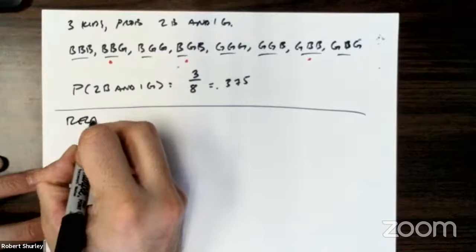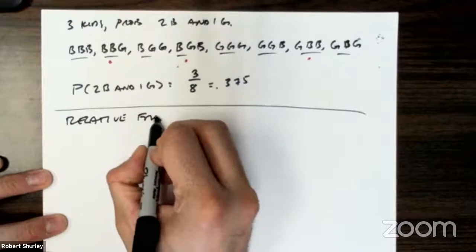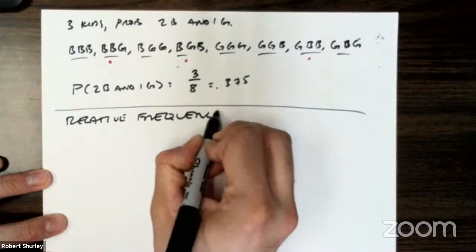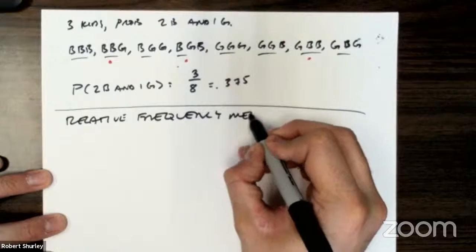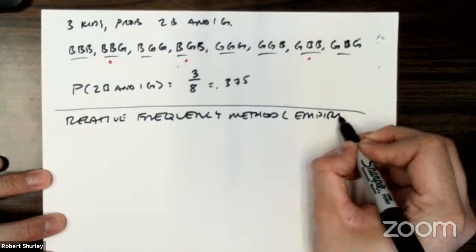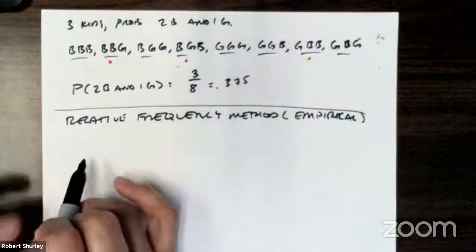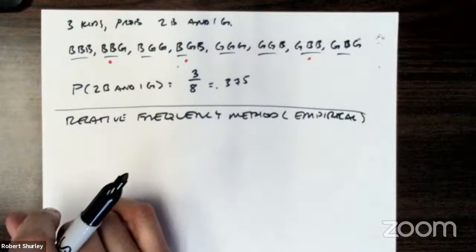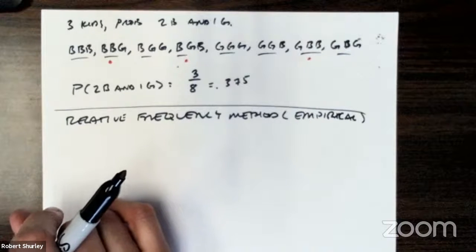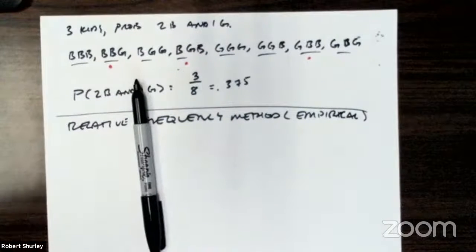So we'll say relative frequency method. Typically, it's called the empirical method. Empirical method. And it's when you just observe occurrences. So it's really kind of based on page 416. It says repeat or observe a process many times.